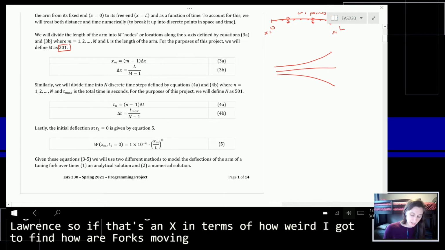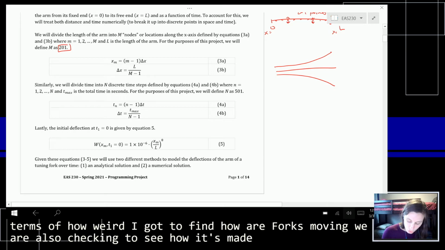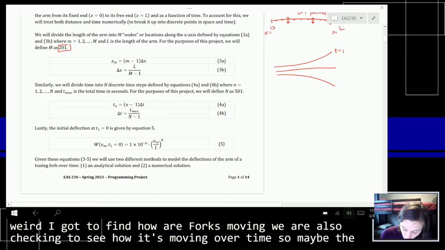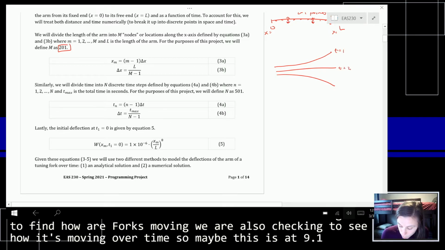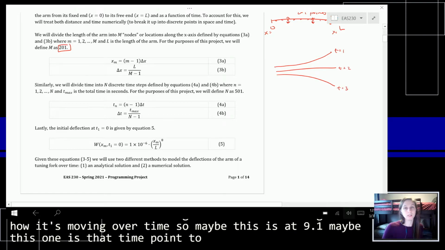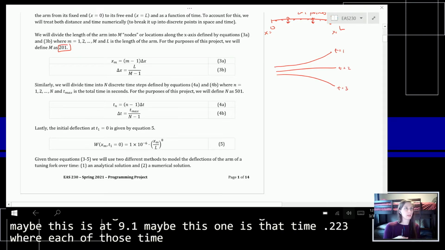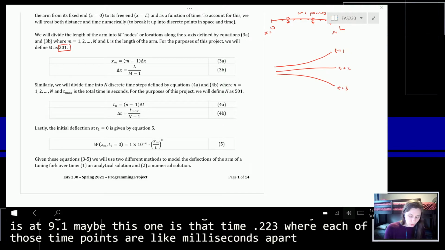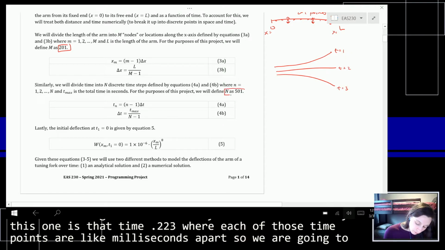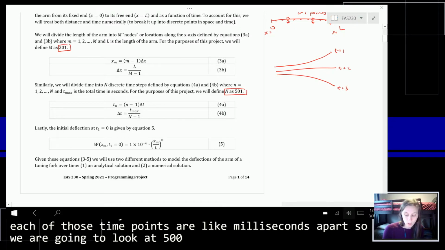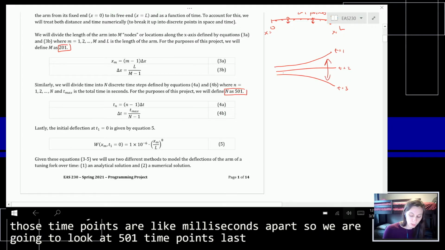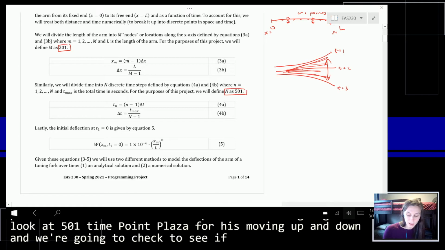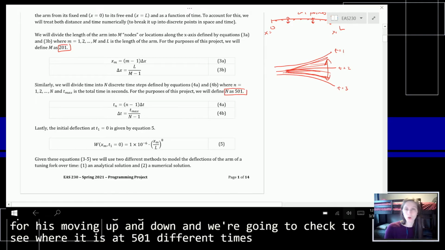We are also checking to see how it's moving over time. So maybe this is at time point 1, maybe this one is at time point 2, time point 3, where each of those time points are like milliseconds apart. So we're going to look at 501 time points. So as the fork is moving up and down, we're going to check to see where it is at 501 different times. So t equals 1 all the way to t equals n.